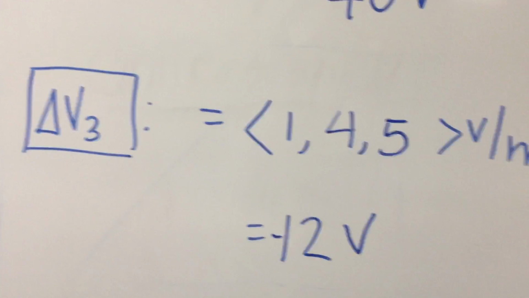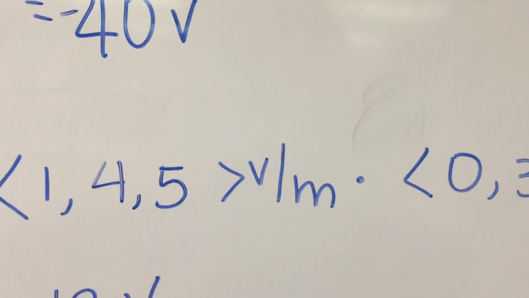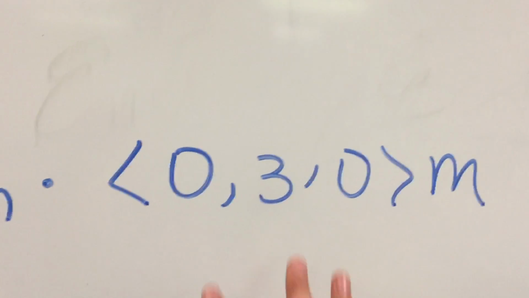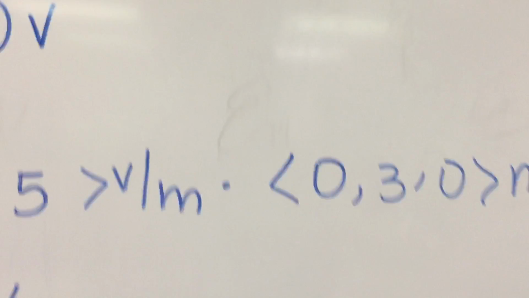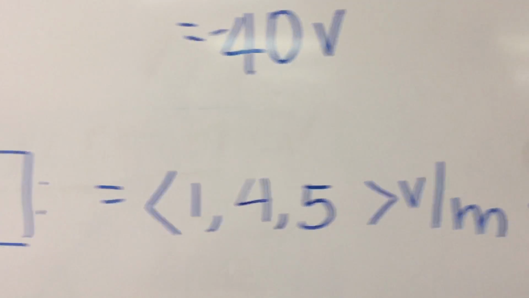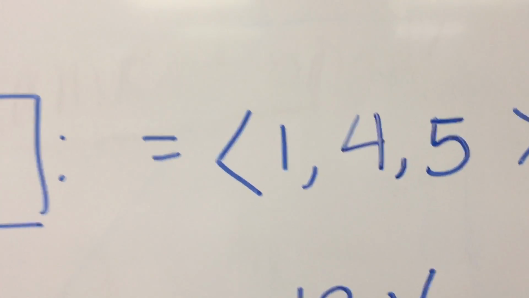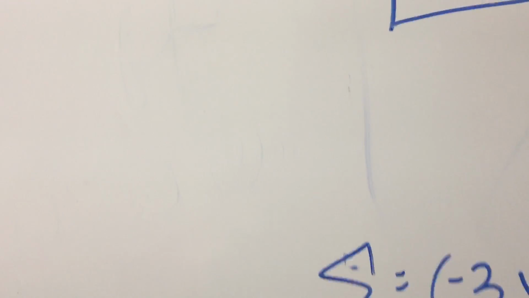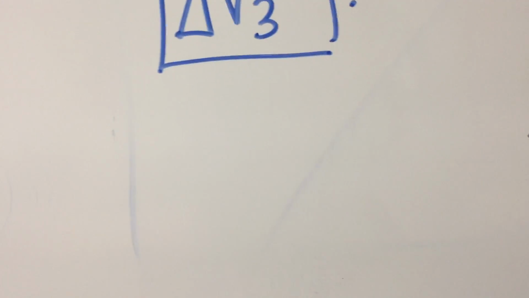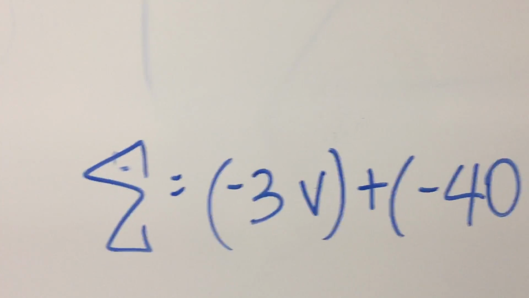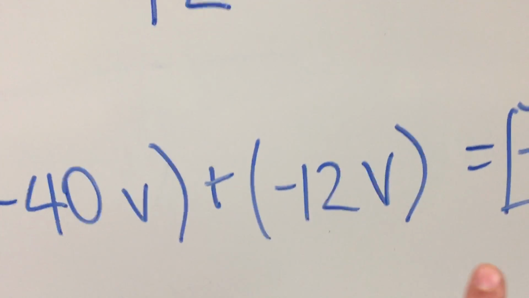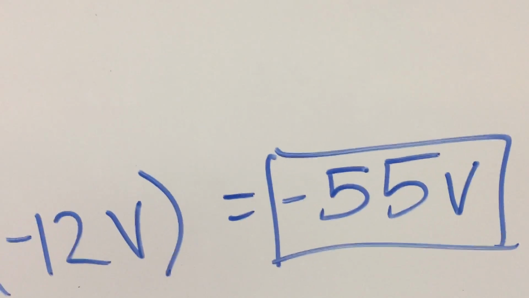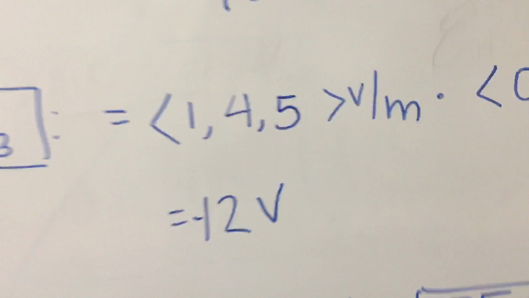And then my final component is my number 3 section. So I have my E field here, dot producted with my distance, so my change in my y direction, because that is the only direction in which I am changing, and I'm getting a negative 12 volts for that. And so my final step here is to do a summation on all of these, and I get negative 3 volts plus negative 40 volts plus negative 12 volts, and that gives me a grand total of negative 55 volts of my potential difference in this non-constant electrical field.